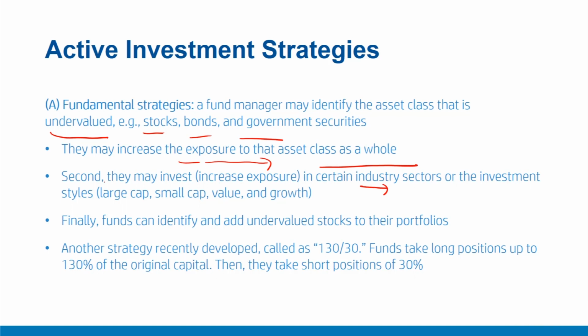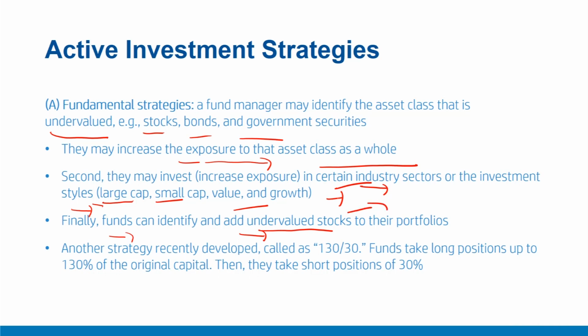They can also find certain investment styles which are viewed favorably by the market. For example, these styles include large cap versus small cap, value versus growth, and so on. So a fund can take a certain view on a given style. Finally, depending upon their view on the industry sector and investment styles, funds identify undervalued stocks that are expected to do well in future and add these stocks to their portfolios.